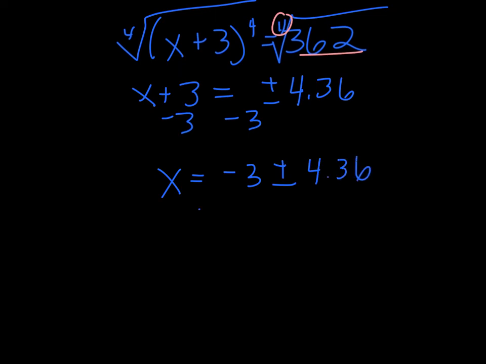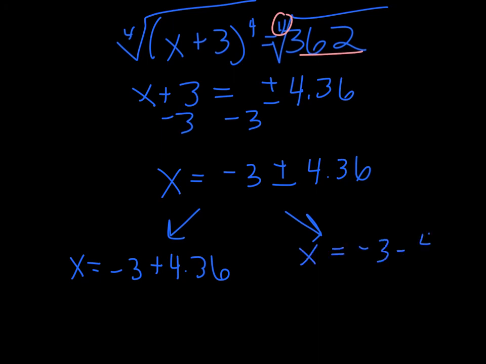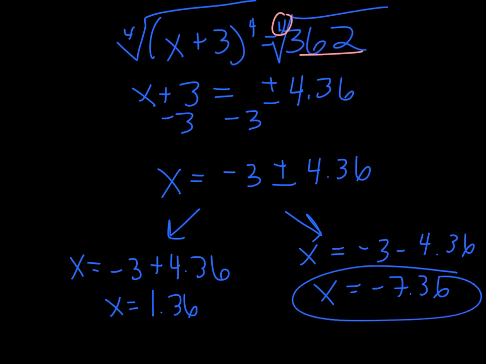And so really I have two equations here. The first equation is negative 3 plus 4.36, if that's a positive 4.36. And the second equation would be negative 3 minus 4.36, if I look at it as a negative 4.36. So my two answers are 1.36 and negative 7.36. So those are the two answers that I get from that equation.